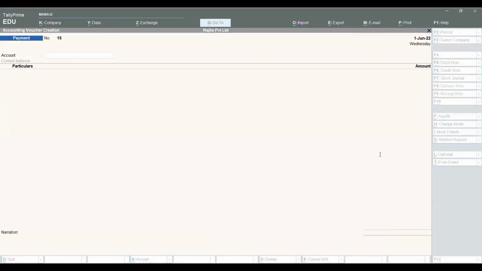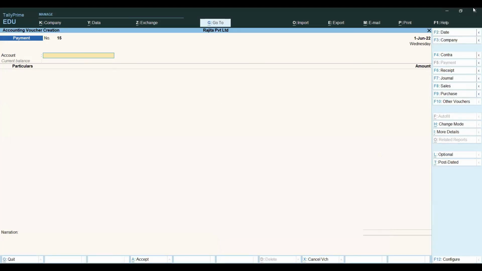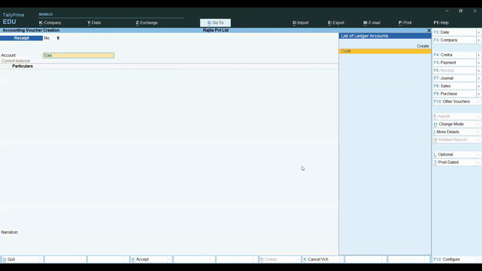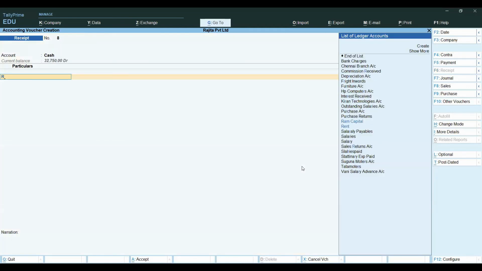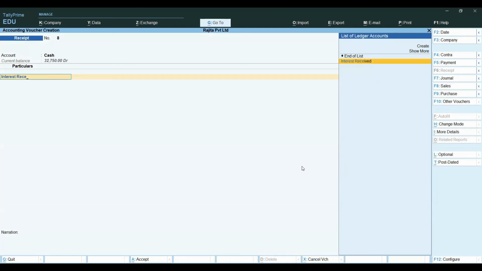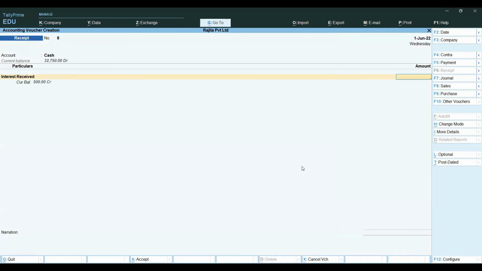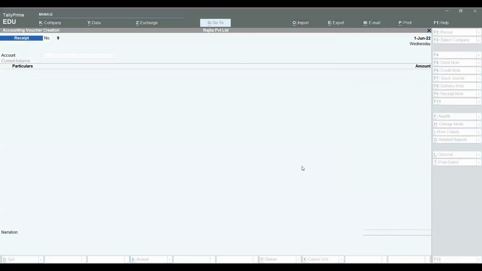Received interest amount. We are receiving interest. It comes under receipt, by cash. Interest received. How much interest are we receiving? In the example, how much is mentioned? 25,000. Interest received by cash. Next, discount allowed.